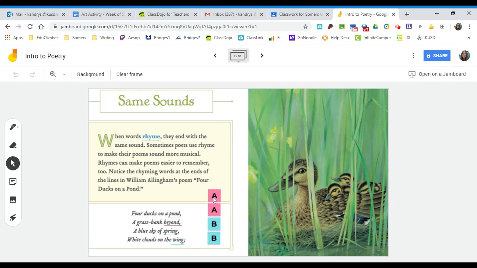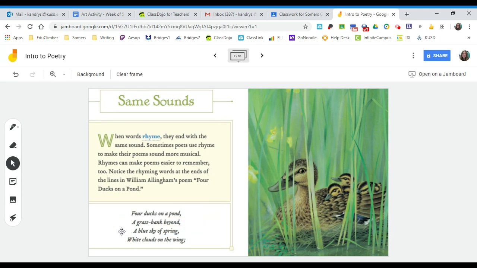And you'll notice I also have some letters here. This is how you label a rhyme scheme. So for example, if you look at the last word of each line, the word pond, we're going to look for words that rhyme with pond. So the first line of a poem, the last word is always labeled as A. Then we look at the next line, beyond. If that rhymes with the first line, A, then we also label that as A.